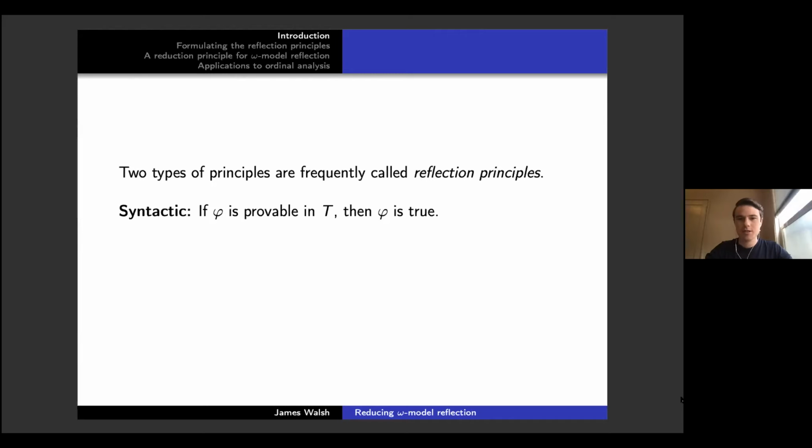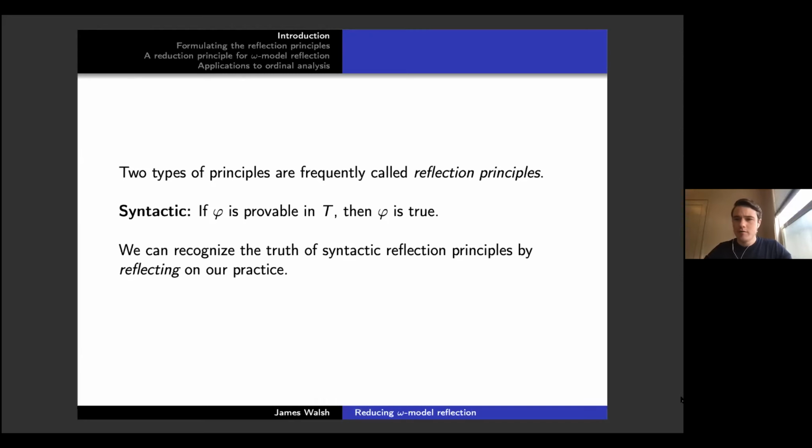It has a truth predicate, so there are real obstacles to formalizing this and a lot of choices to be made. What we often do is we work with formalized variants of this principle, or formalized approximations to what this principle seems to be expressing.